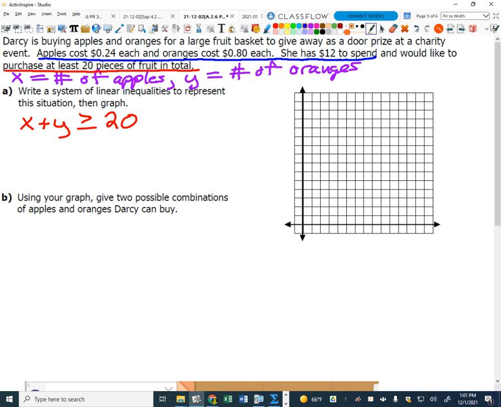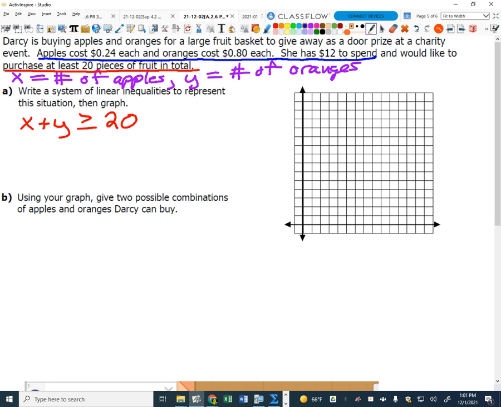So what's that telling us? If she has $12 to spend, what's that telling us about the cost of the fruit she's buying? Oh, max is 12, so as an inequality, what would the cost have to be? Less than or equal to 12.